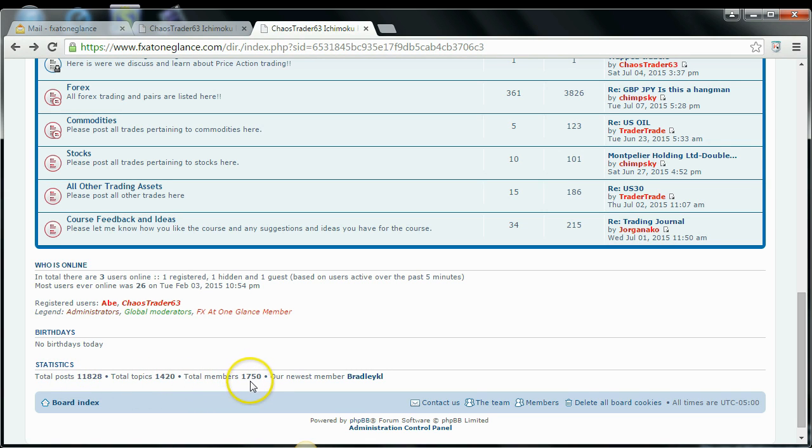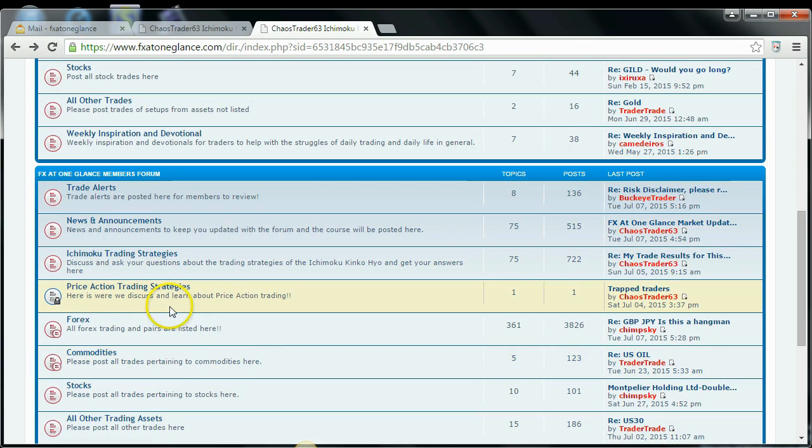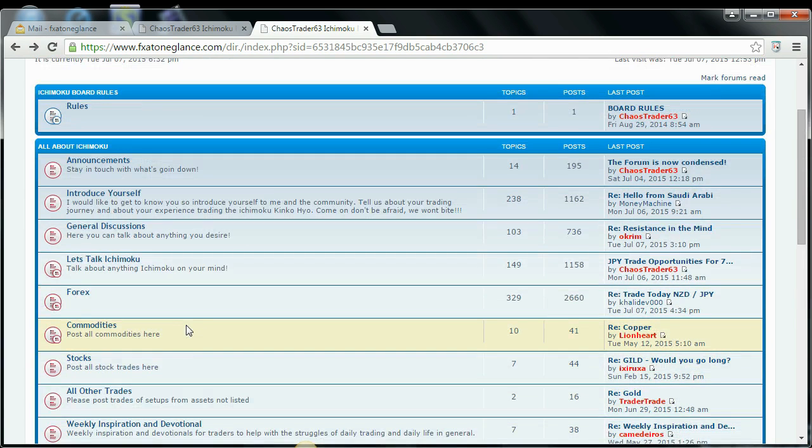If you go down here, you'll see that we have a total of 1,750 members. Now they're not all active, but you can see the total posts and the total topics. So this is a pretty active forum. We have a lot of stuff going on in here. This section is free, so you can just join our forum and be a part of that, and you'll still get some more training on Ichimoku if that's what you want, and other things.